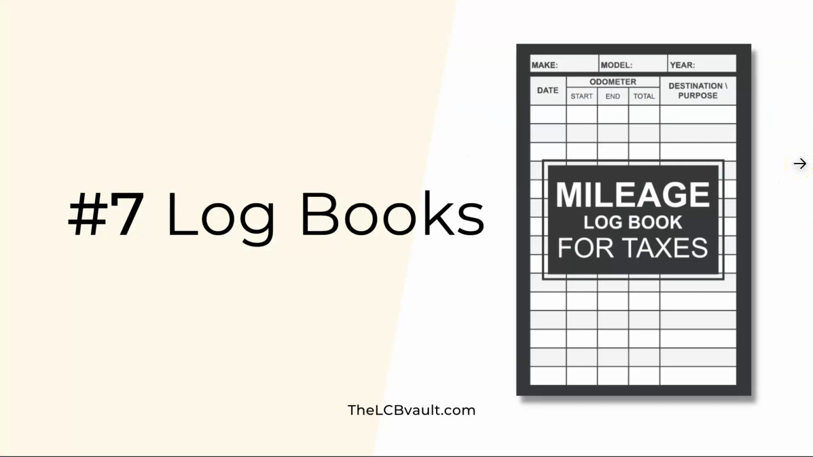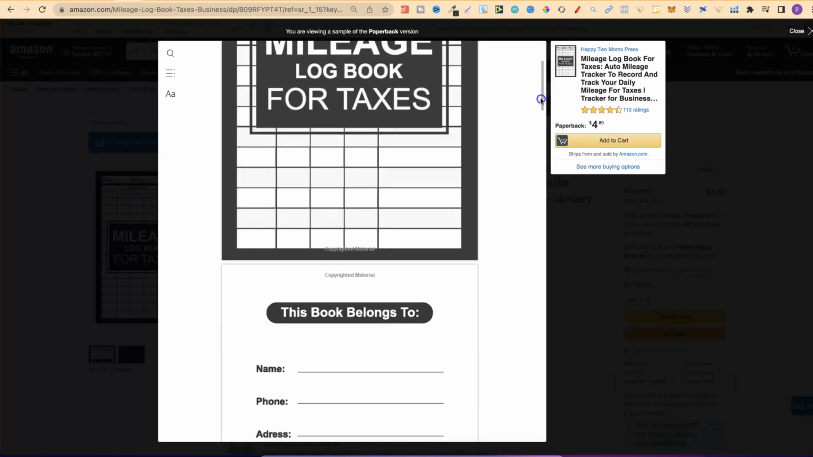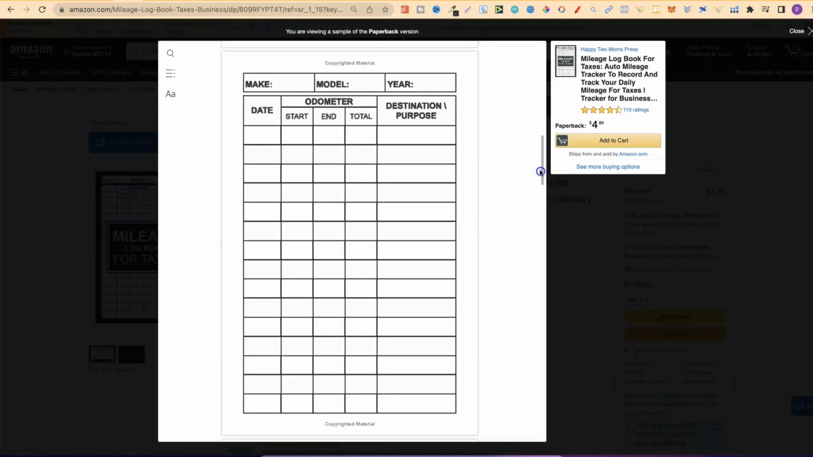Book number 7, and that's logbooks. Now, logbooks are another one with so many different types of niches, and they're relatively easy to create. Now, this one's a mileage logbook. In fact, a mileage logbook for taxes. If we come down to round about here, we can see how simple the interior is. All they have is the make, model, year. Then the date, start, end, total, and destination / purpose. So again, something like this would be relatively easy to actually go ahead and create within Canva.